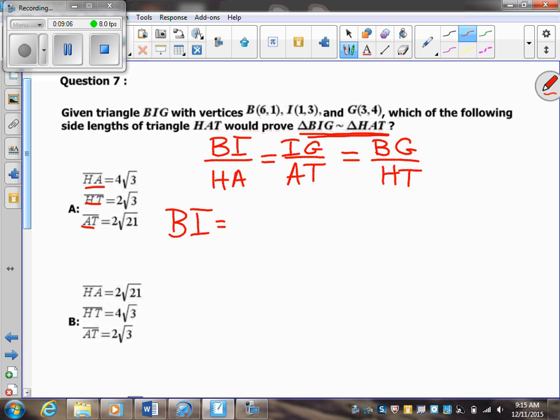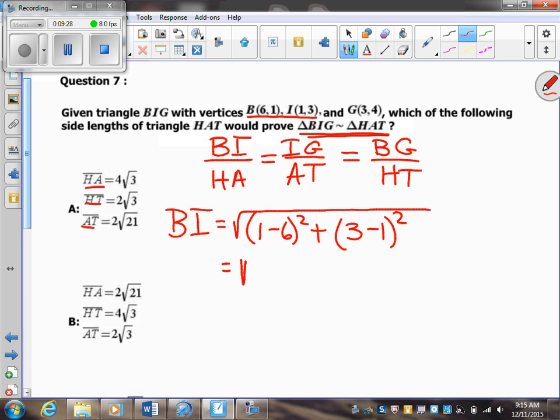So let me do the first one. I'm going to find the length of BI using the distance formula. I'm sure by now everybody should know it. It's x2 minus x1. So I'm trying to find the length of BI. So it's going to be 1 minus 6 squared plus 3 minus 1 squared.